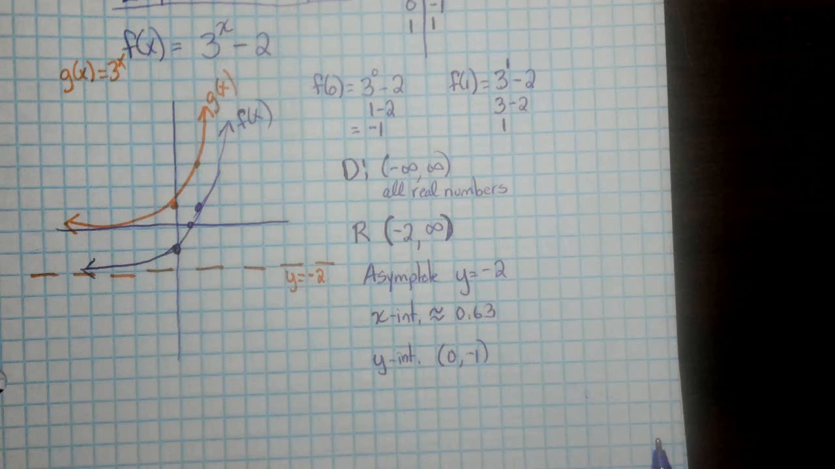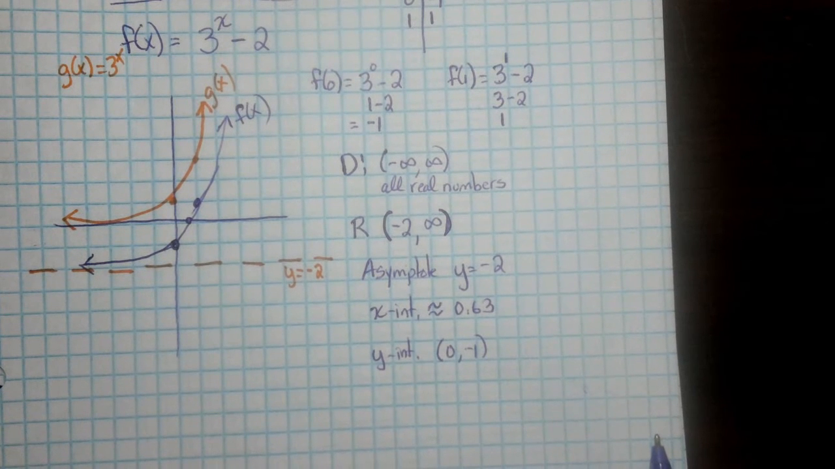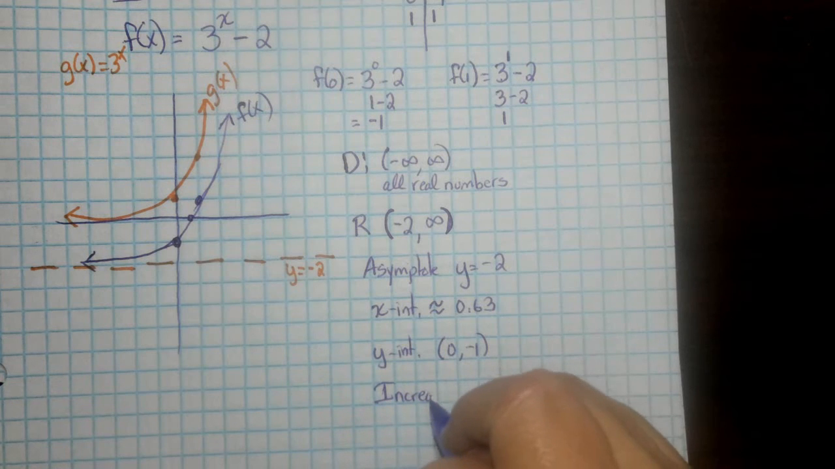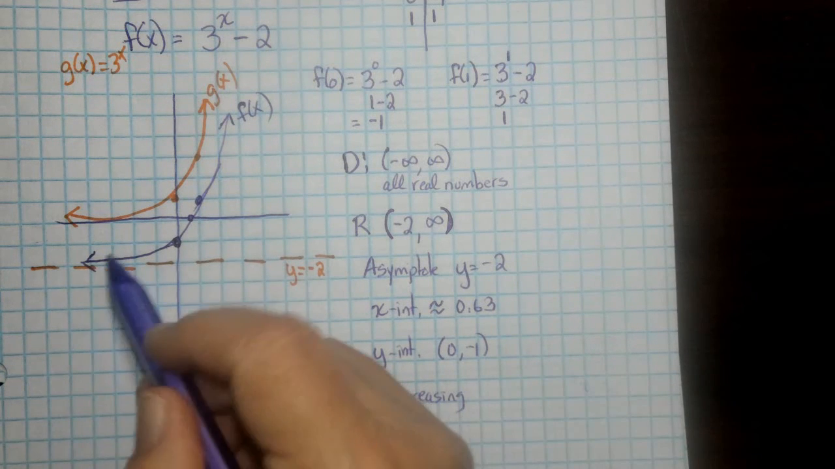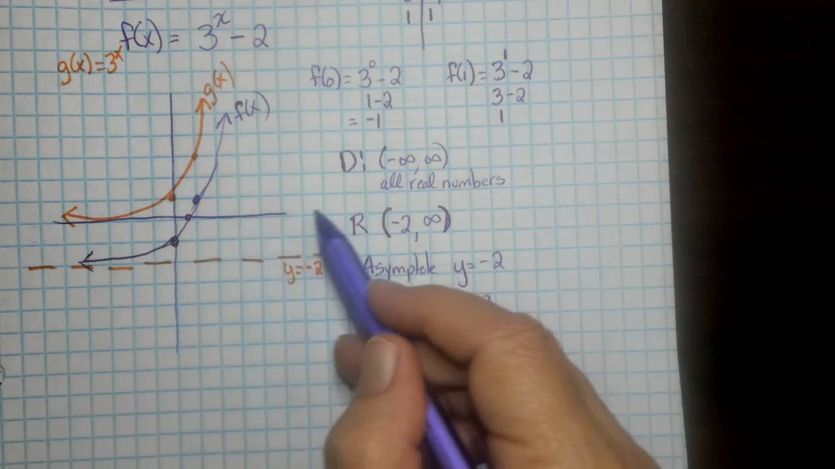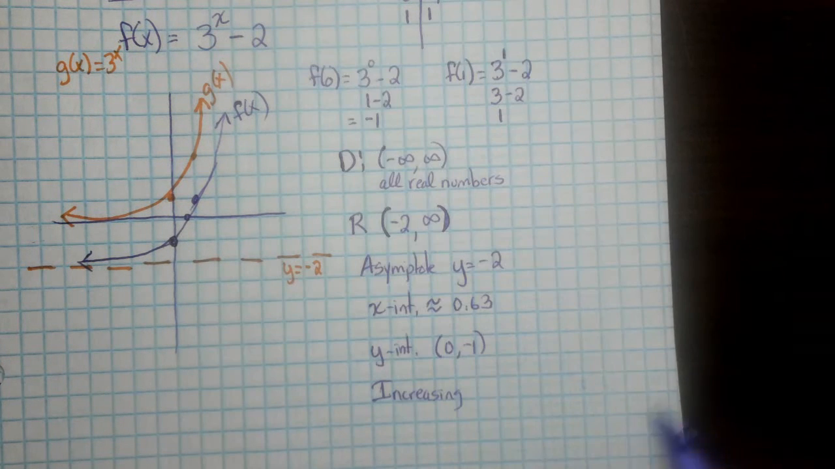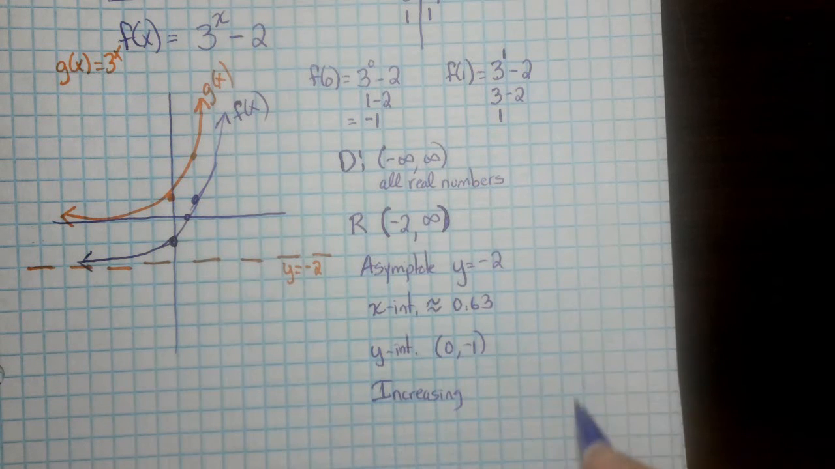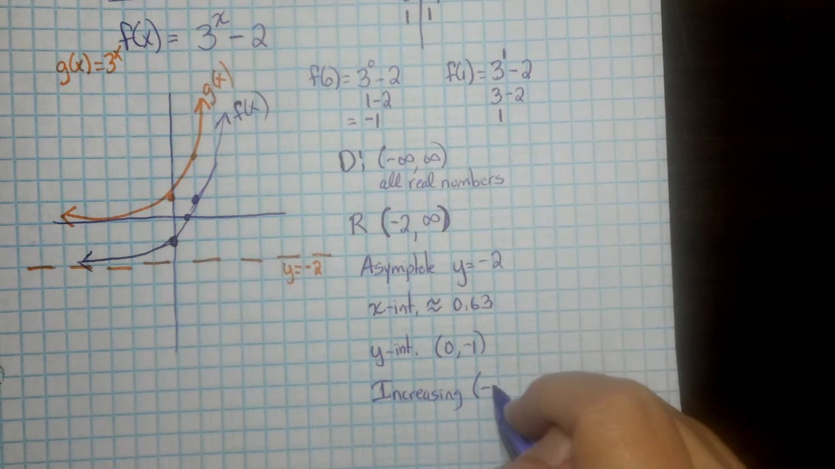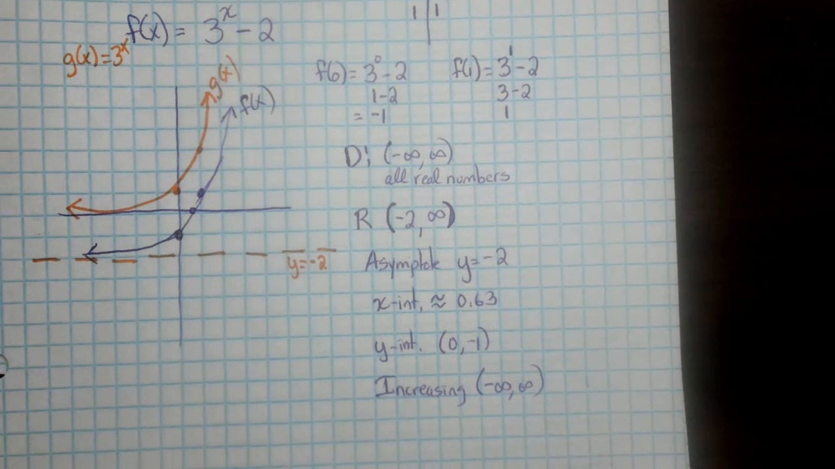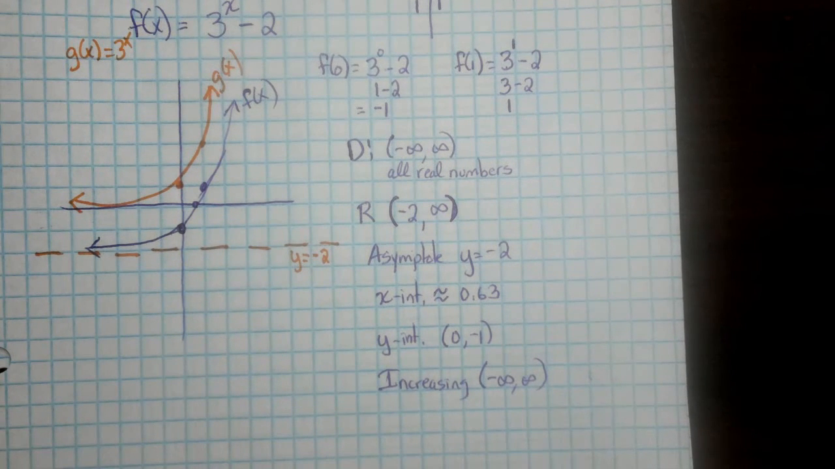Is our function increasing or decreasing? Increasing. Right? So we're looking from left to right. As x gets larger, f of x is getting larger. It's increasing, and it's increasing on the entire domain, right? So I would say it's increasing from negative infinity to positive infinity. The whole function is increasing. Doesn't have any spots where it's decreasing.